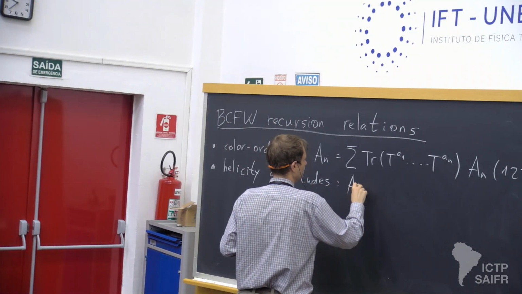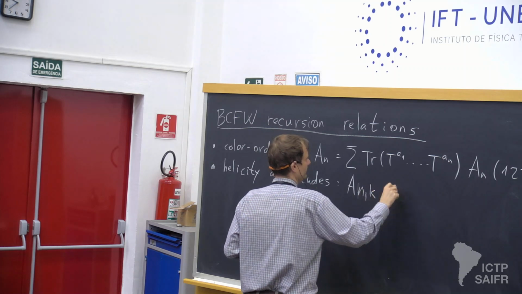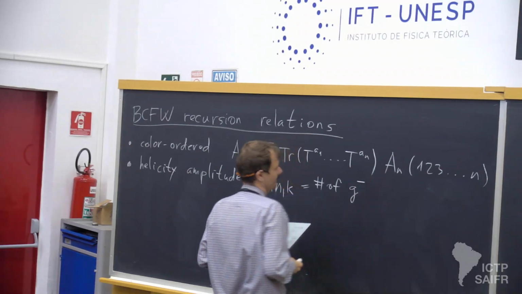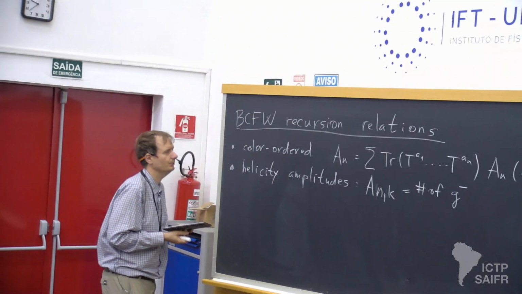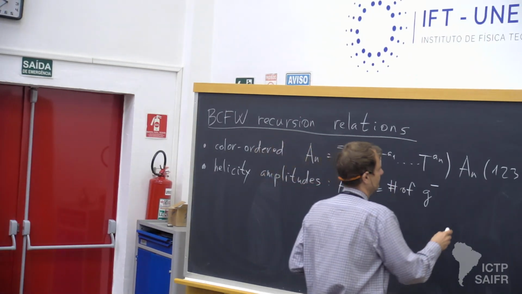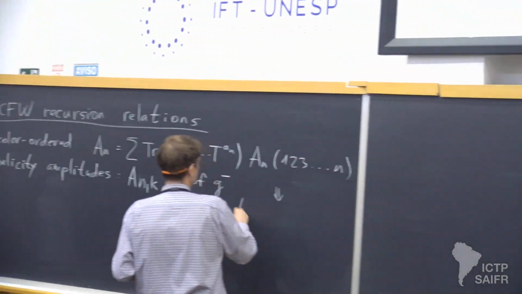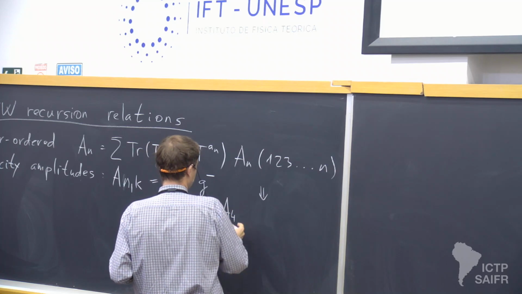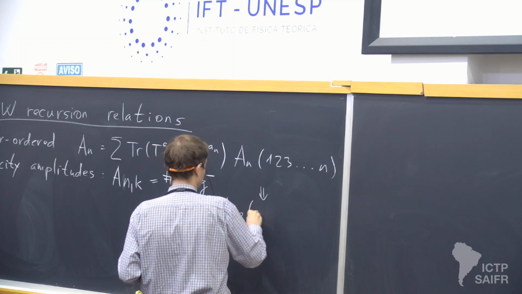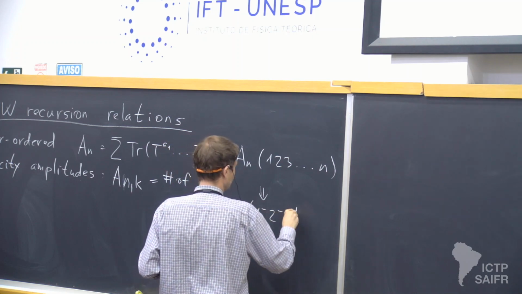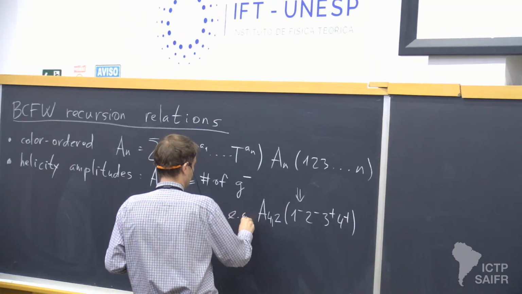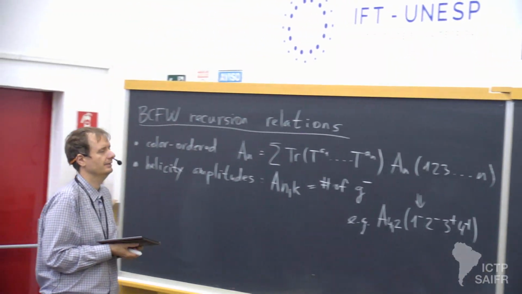We introduced this new index k, which counted the number of G minus, I would call it shortly negative helicity gluons. Together with that, one object that we can consider is a 4-point amplitude. I would write A42 with 2 negative helicity gluons: 1 minus, 2 minus, 3 plus, 4 plus. This is the object we would like to calculate, and we will do it in the beginning of this lecture.